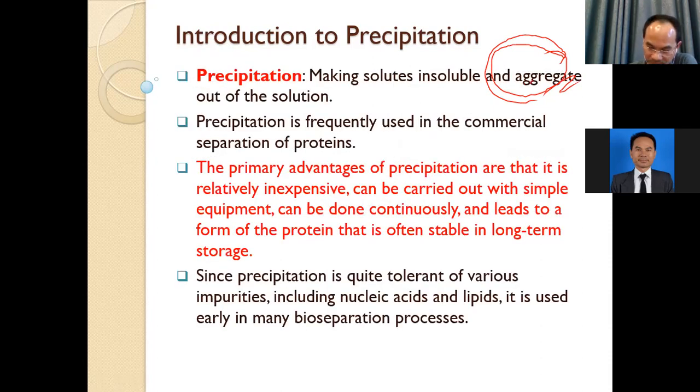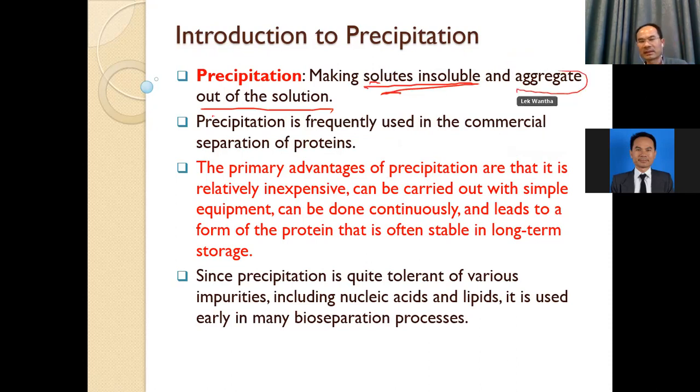Precipitation. As I told you, precipitation is making a solute insoluble so that it aggregates out of the solution. That's why we make the solute insoluble, and then it settles out. Settling out may be individually or in a group of solids that I call an aggregate. Aggregate means more than one particle segregating together, like together it's a bigger particle, something like this.